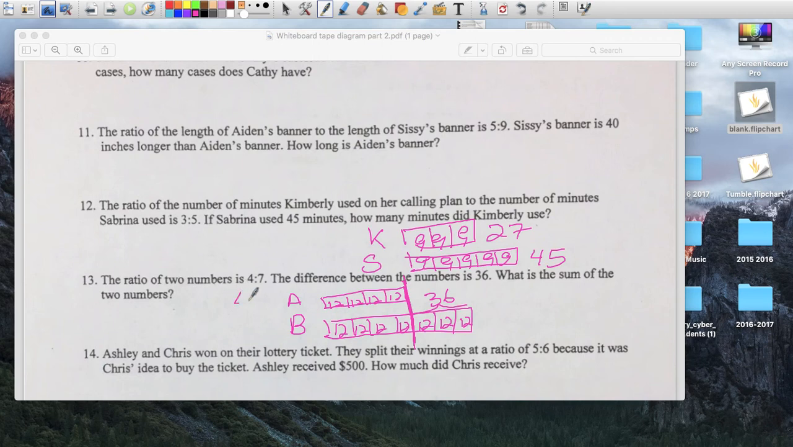So what is the sum of the two numbers? Well, this top number is 48. The bottom number is 1, 2, 3, 4, 5, 6, 7. 7 times 12 is 84. So the sum of these two is 132. Okay. So if you add these, you get 132.